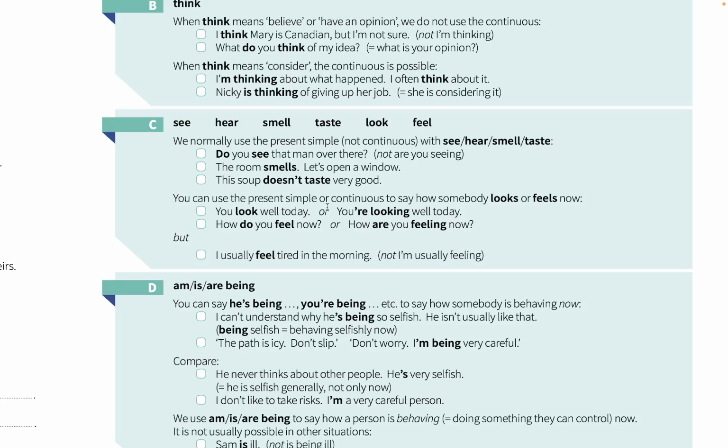You can use the present simple or continuous to say how somebody looks or feels now. For example, you look well today, or you're looking well today. Next one, how do you feel now, or how are you feeling now? But for I usually feel tired in the morning, you don't use I am usually feeling. So yes, this is how you form your sentences using these words. See, hear, smell, taste, look, and feel. Is that clear with you guys?